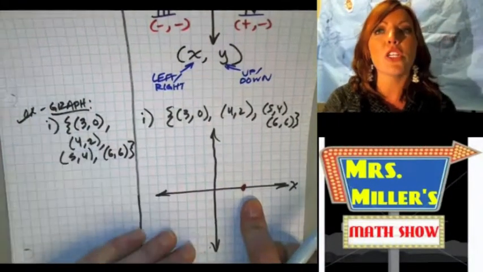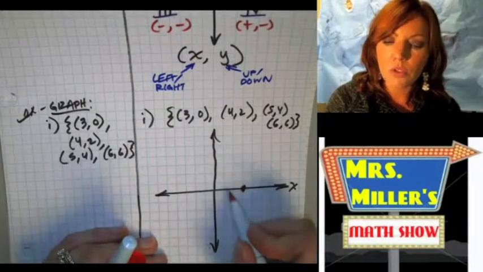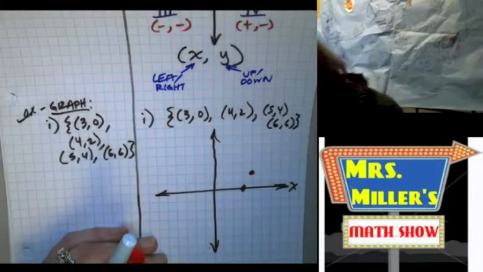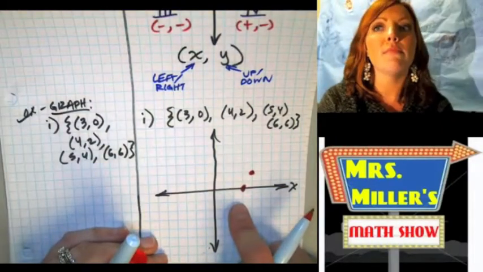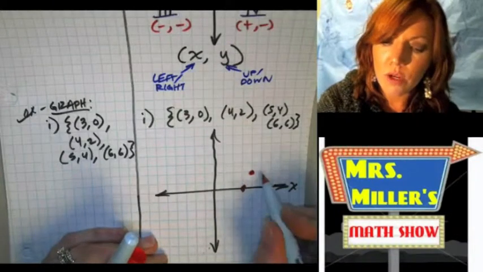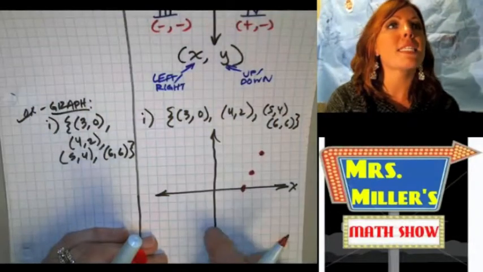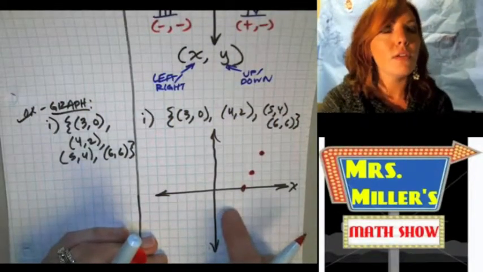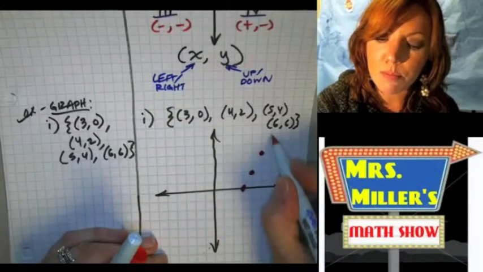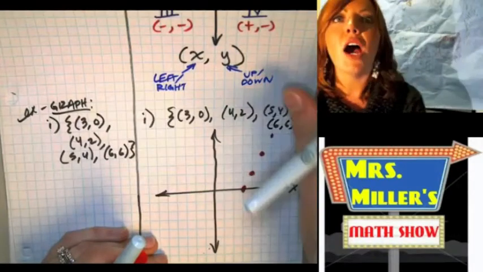All right, who can tell me 4, 2? How do I graph that? Samantha. Up 2. Give Samantha a round of applause. Thank you, Samantha. All right, how do I graph point 5, 4? Brandon. Go to the right 5 and up 4. Give Brandon a round of applause. Thank you, Brandon. All right, and 6, 6. Alan. Go to the right 6 and up 6. Perfect. Give Alan a round of applause. Thank you, Alan.